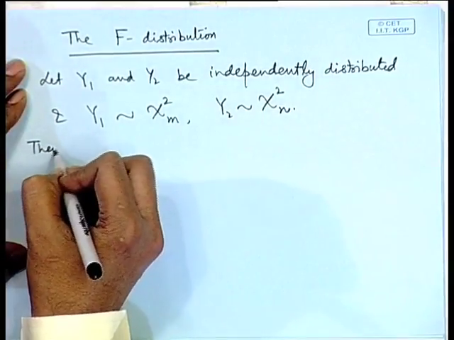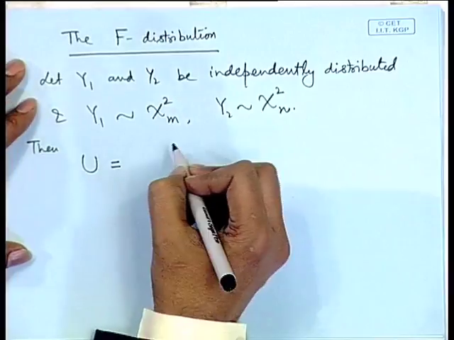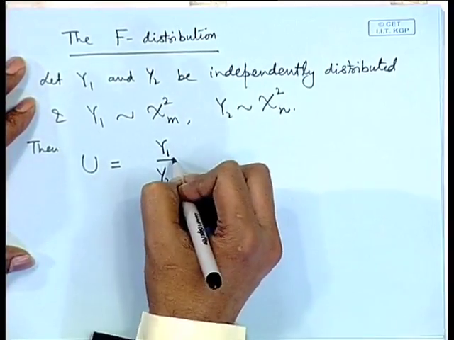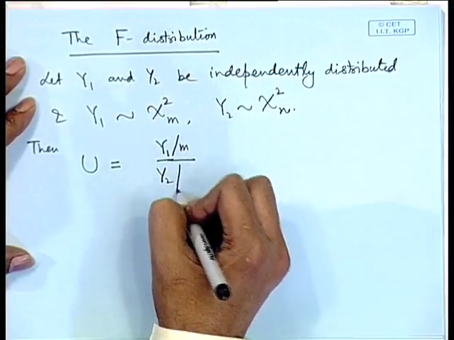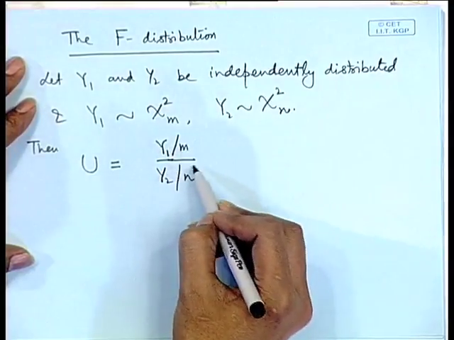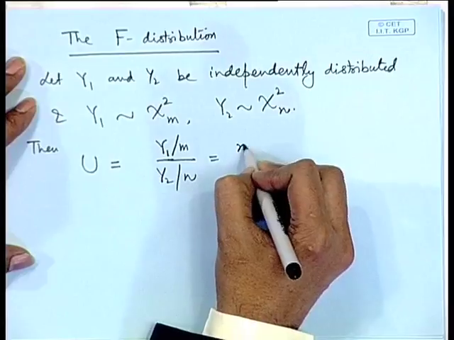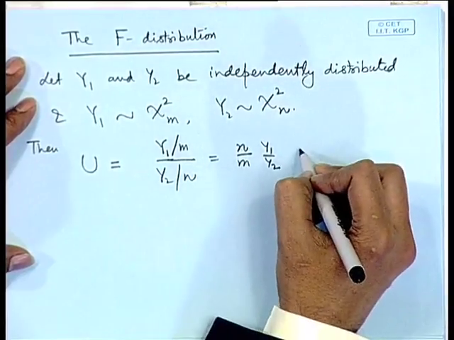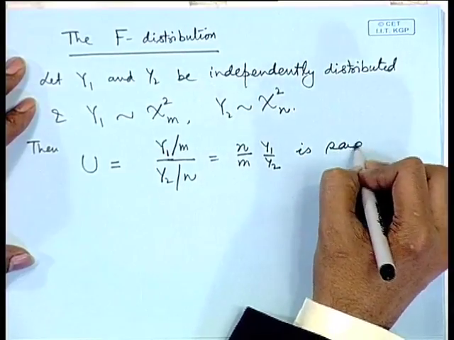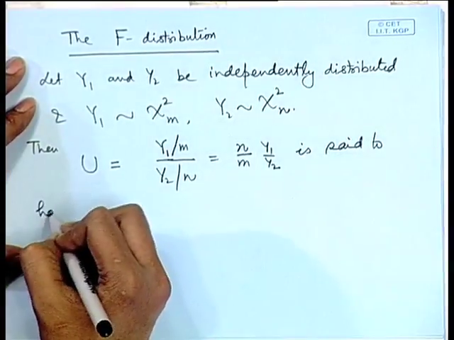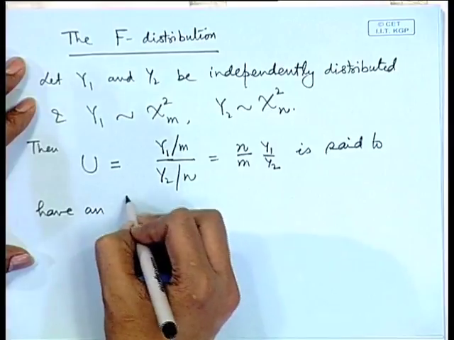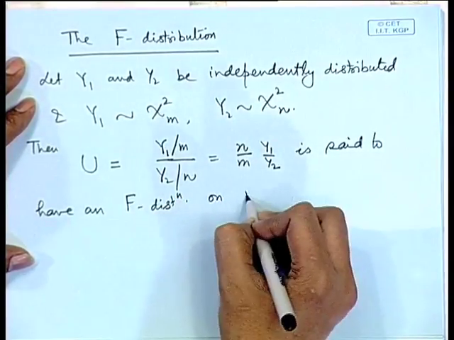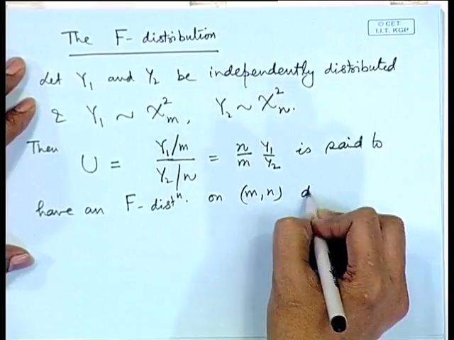Then if we define a variable called u as the ratio of y 1 and y 2, each divided by their degrees of freedom, that is y 1 by m divided by y 2 by n, which is basically n by m times y 1 by y 2, then this is said to have an F distribution on m, n degrees of freedom.